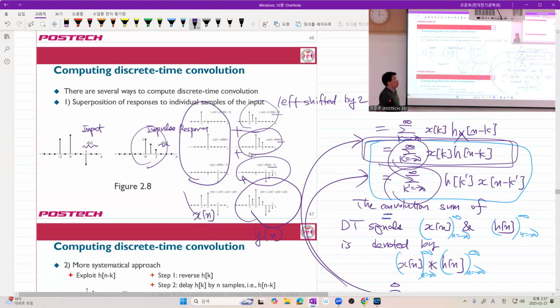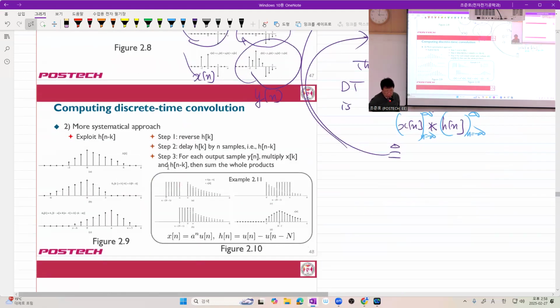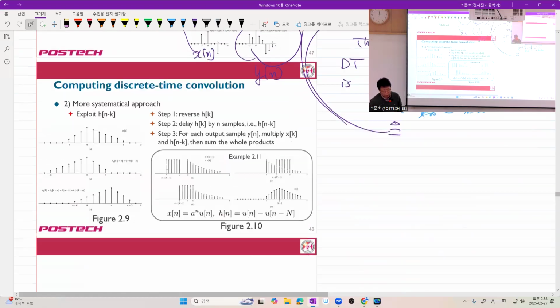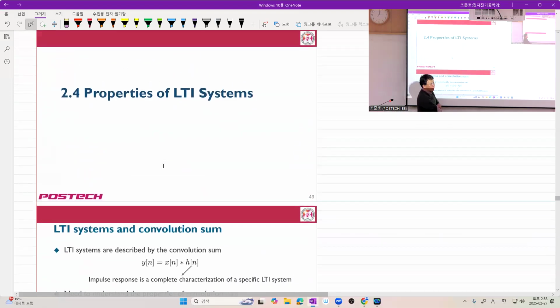Got it? So this figure 2.8 in our textbook shows how to compute the convolution sum by using the delayed weighted impulse responses. But you can do the other way. That's not that difficult. And I believe, yeah, this is using the same idea. You do it yourself. It's not that difficult. Okay. And here goes the properties of LTI systems, more in detail.